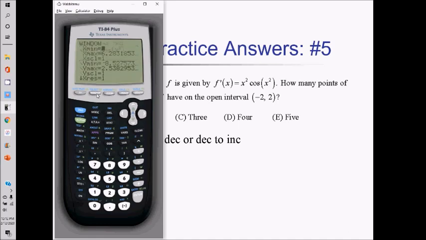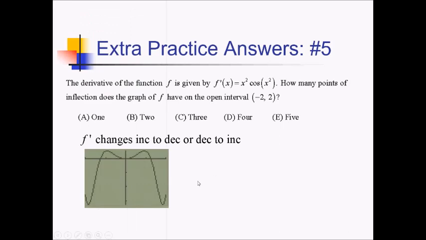So go to window, and we'll do negative 2 for x min, 2 for x max, zoom 0, and that's going to give us this beautiful picture. Kind of looks like the McDonald's logo a little bit. But see, the important thing is here, if we count up how many times we're changing increasing to decreasing or vice versa, we've got 1, 2, 3, 4, 5 times. Therefore, f has 5 points of inflection on the open interval from -2 to 2. So choice E.